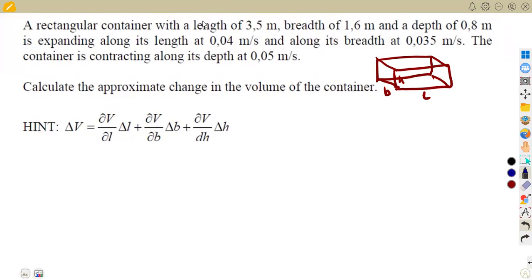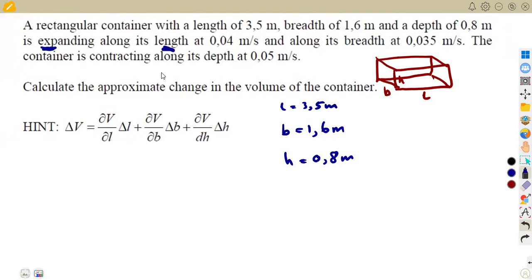A rectangular container with a length of 3,5 meters, a breadth of 1,6 meters, and a depth, that is the height, of 0,8 meters. Remember, if you're saying 0,8 meters deep, that is the depth. You're going down, so it represents the height. It is expanding, take note, expanding. It's an increase.